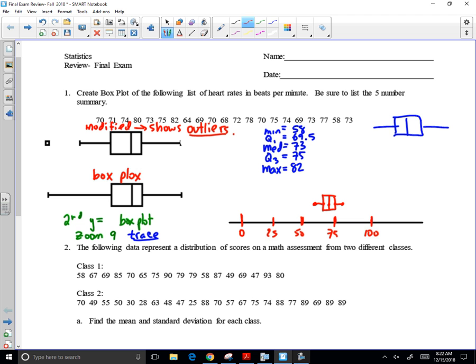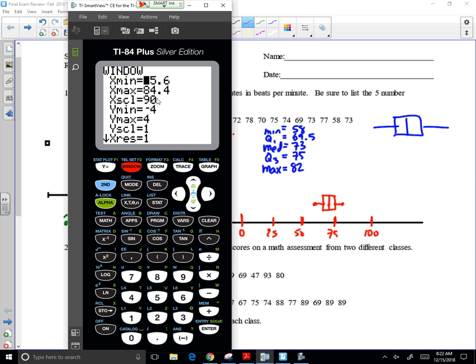If you go into the window, it gives you where it's starting and stopping and what it's going by. So if you pick something that's near these values, something a little short of the 55 and a little north of the 84.4, then you're going to be good, all right? So then you think about a reasonable scale.